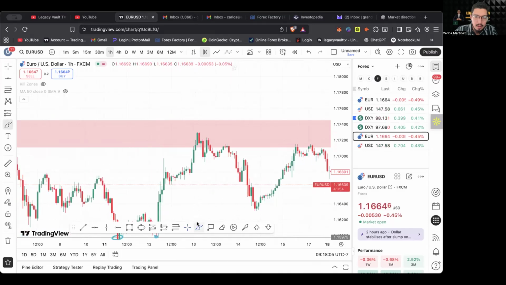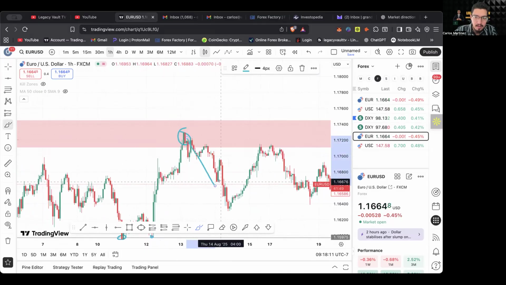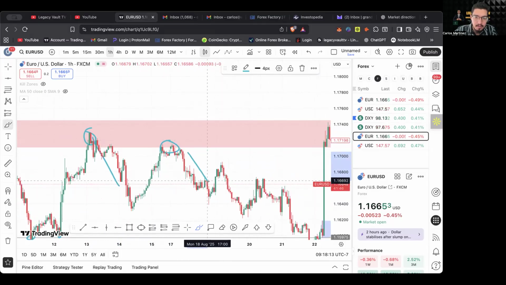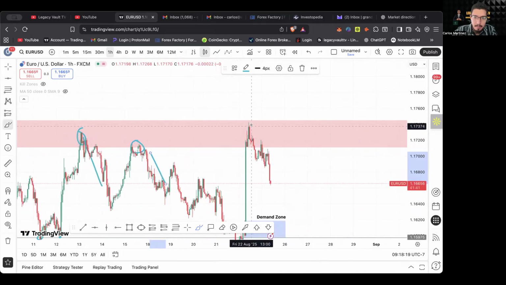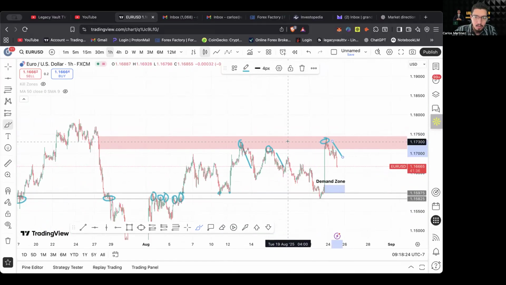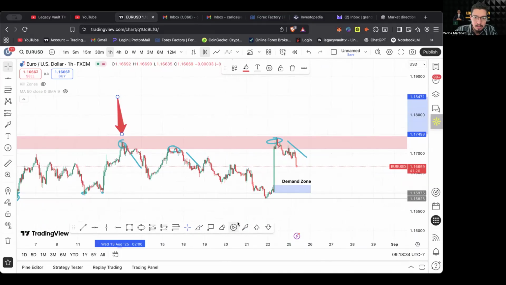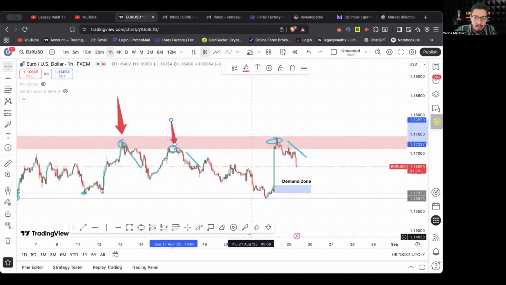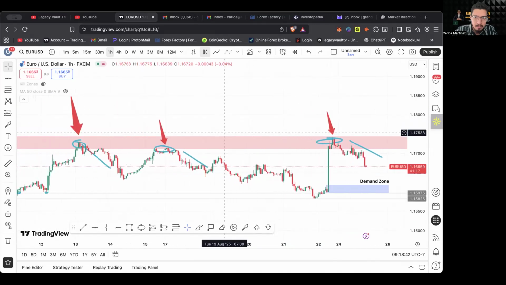You see here, at one point we had price coming back up and then pushed price down. Came back up again, pushed price down. And now it came back up to this area and it pushed price to the downside. So we had 3 touches. 3 different touches here, here, and here. It's high selling pressure.